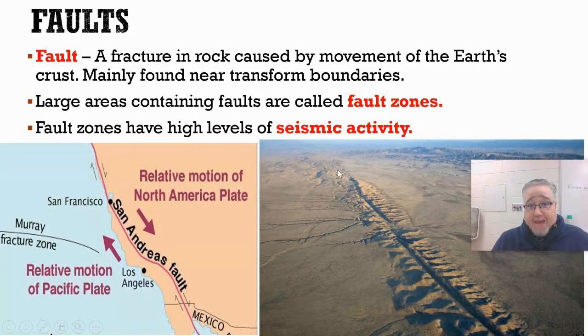Here's one of the most famous transform boundaries in the world. This is the San Andreas Fault, which is out in the western part of the United States. It actually runs right through or right next to the city of San Francisco. Los Angeles is kind of on the western coast there as well. But we call this a fault, F-A-U-L-T. A fault is basically this boundary where two plates are rubbing next to each other. We call it a fault zone.